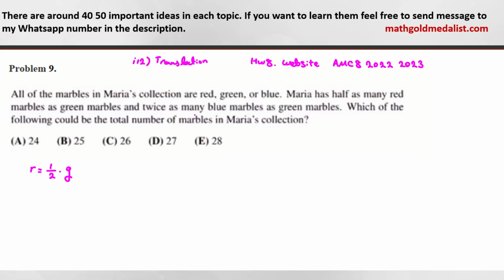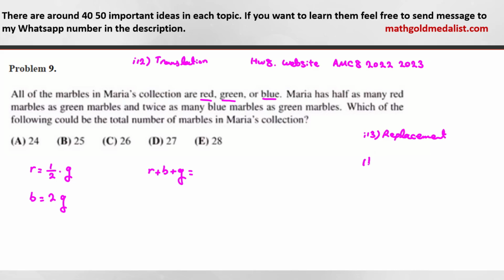Okay, it says, and twice as many blue marbles as green marbles. So B is equal to 2 times G. Which of the following could be the total number of marbles in Maria's collection? So you have only red, green, and blue. So it says R plus B plus G can be what? Here we should use replacement. Idea 13. So much important.